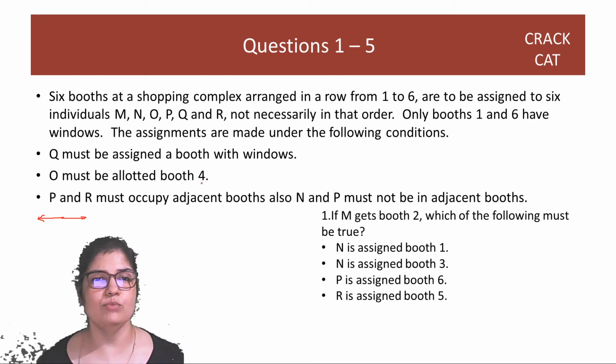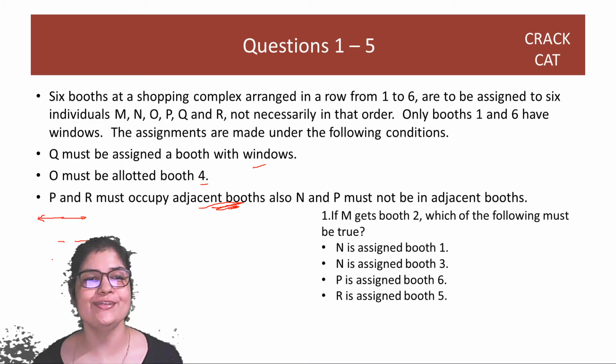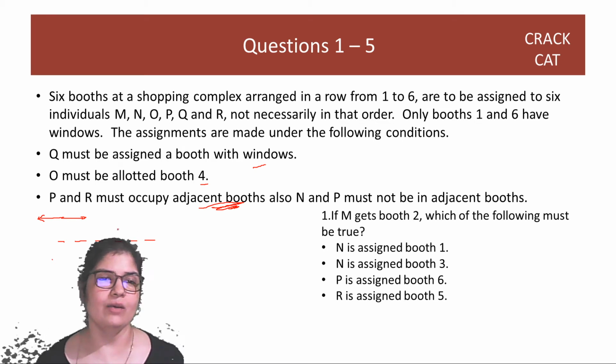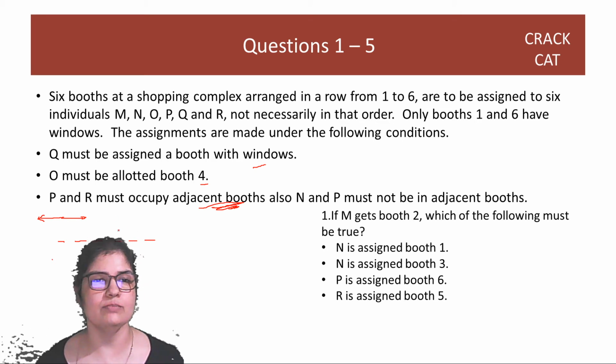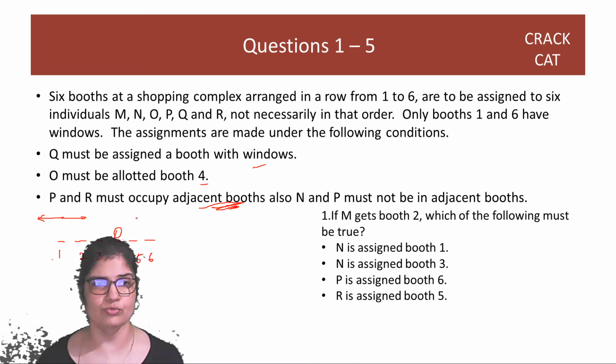There is somebody in booth 4, there are windows and it's adjacent booths. So there's an order in the booth. So the booth is going to be a primary key. Right? And now what do we know? That O must be allotted booth 4. So here you have O, right? This is 1, 2, 3, 4, 5 and 6. So O is always in booth 4.